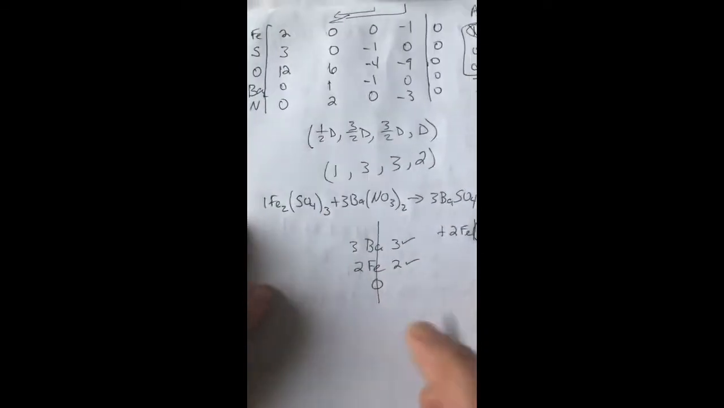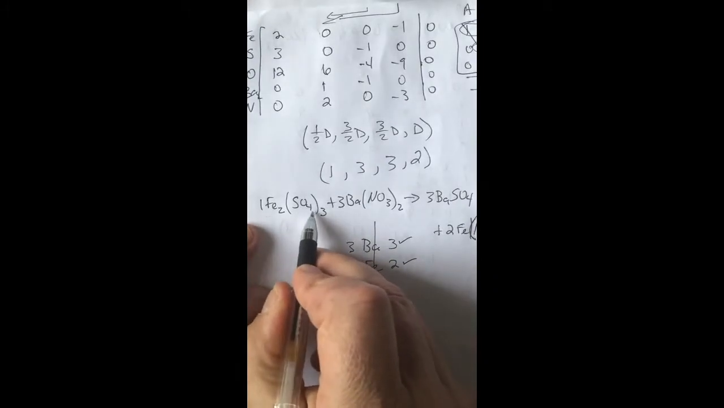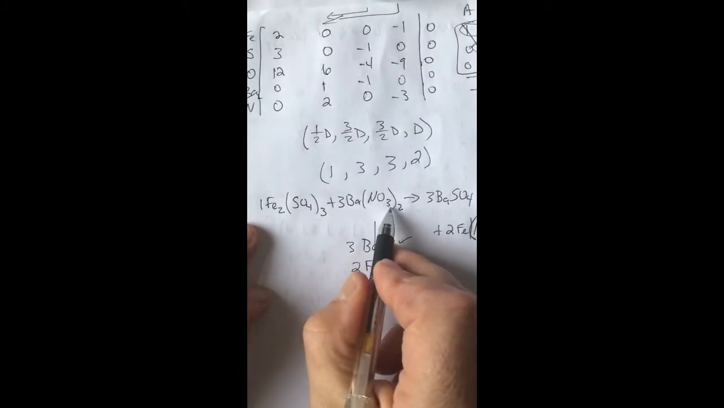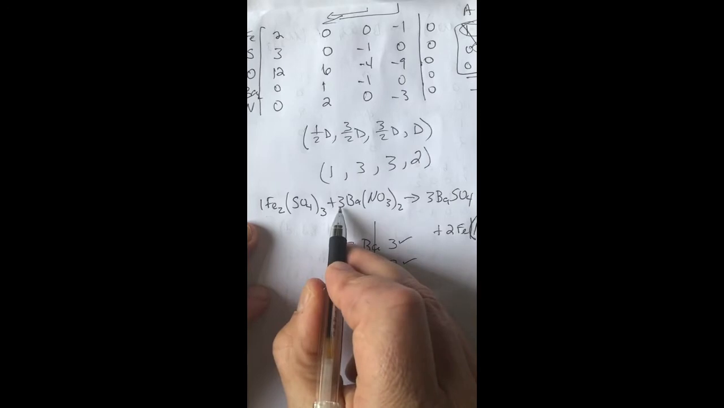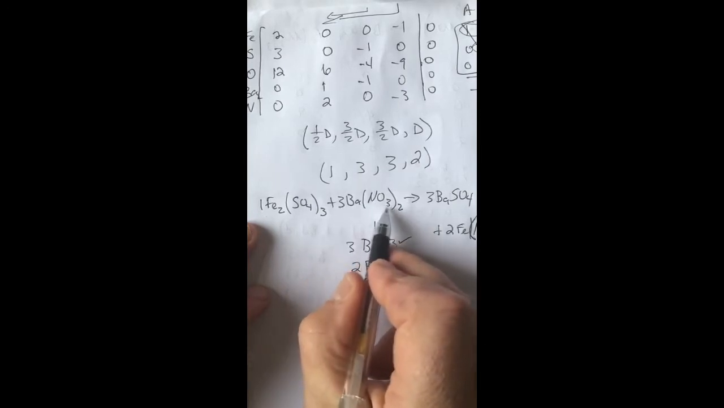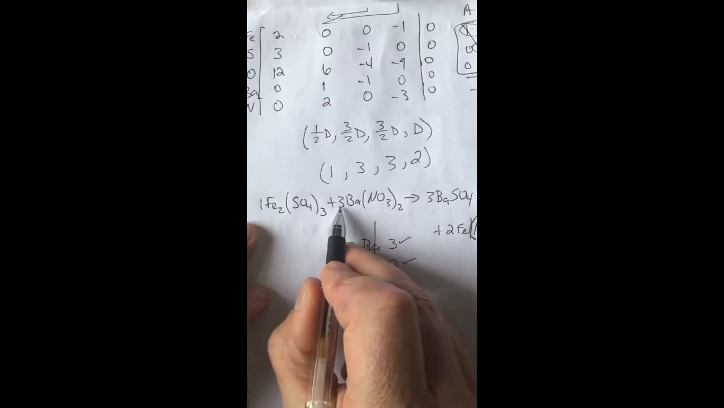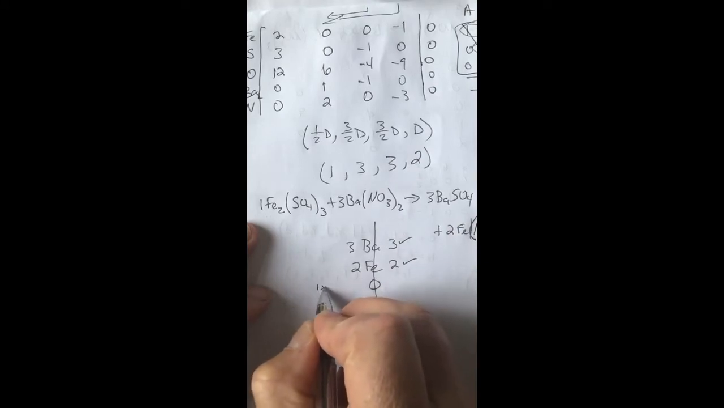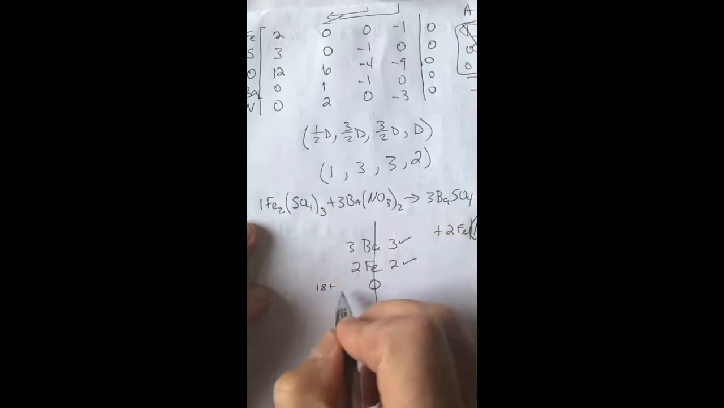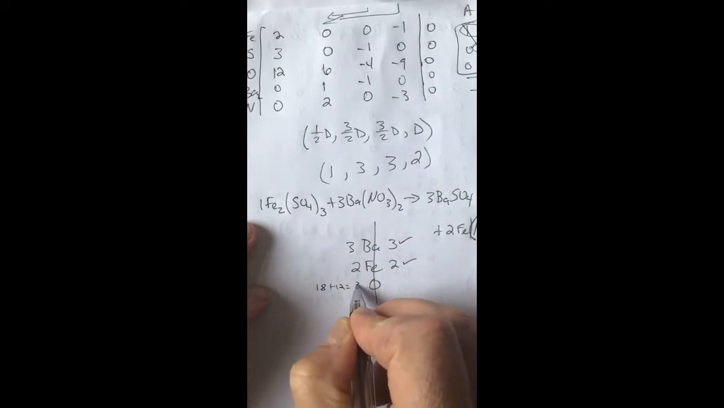Oxygen. There's 12, and there's 6 more, but there's 3 of them. So there's 6 3 times, so that's 18. And then here was 12. So this side has 30 oxygens.